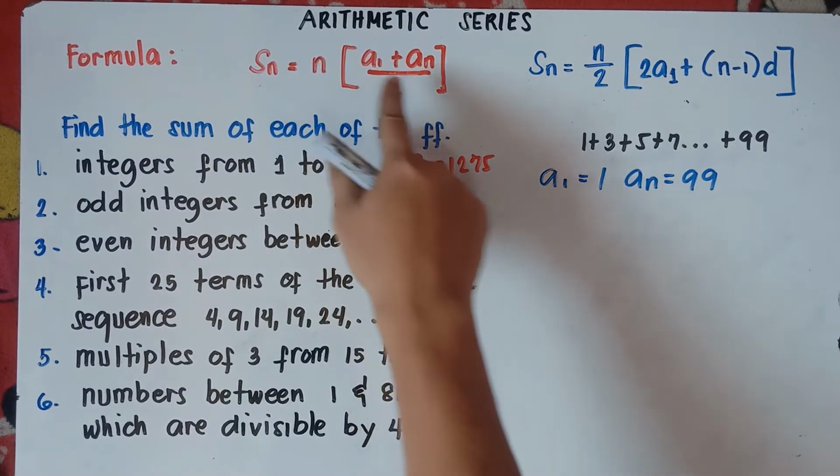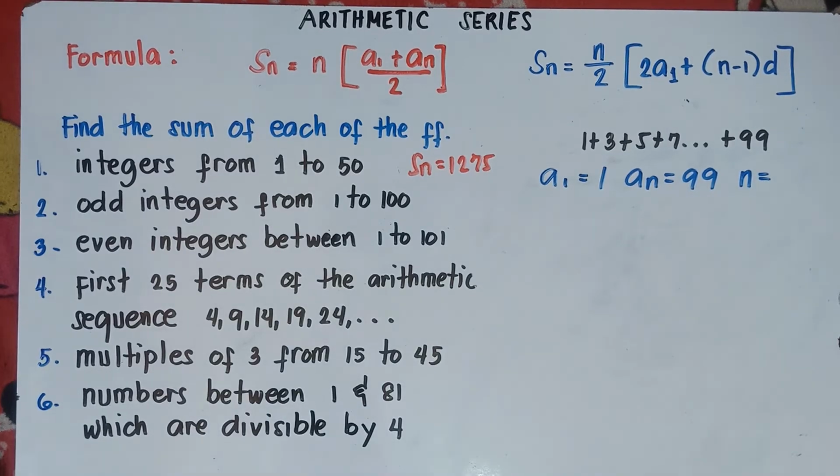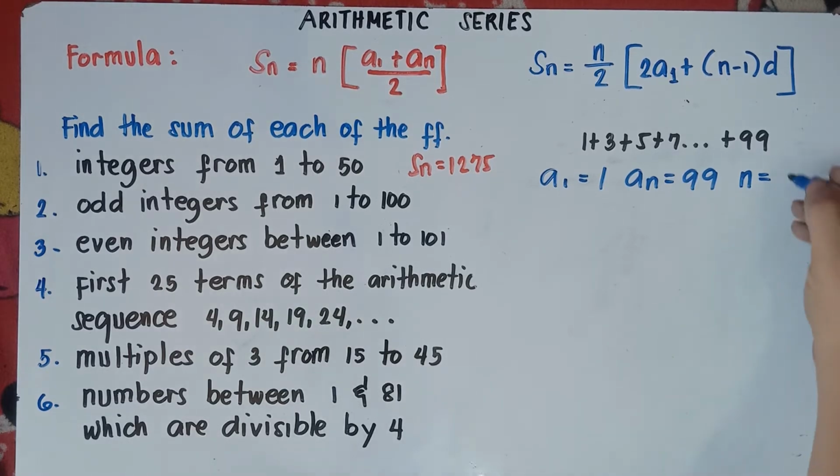Okay, we have the first term, we have the last term. Do we have n? Alright, what would be the numbers, class? What would be n here? From 1 to 100. What would be the n here? That's correct. Our n is 50. We have 50 odd integers from 1 to 100. We have 100 integers from 1 to 100, and we have 50 even integers from 1 to 100. So our n is 50.